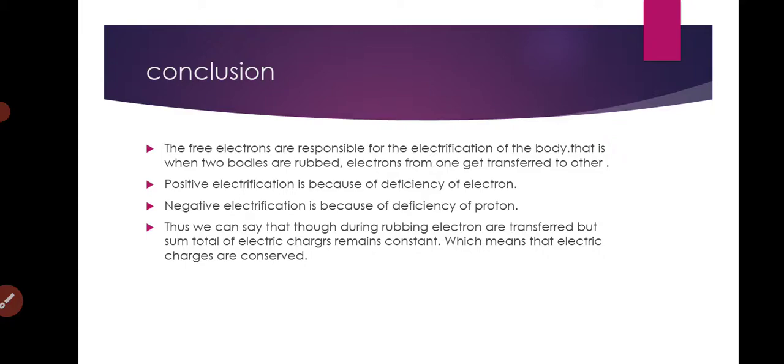During the process of rubbing, the electrons from one body get transferred to the other. Now, if a body is positively electrified, what does it mean? If the body is positively charged, there is a deficiency or shortage of electrons, or negative charge. And if the body is negatively charged, there is a shortage of positive charge. Thus, though during rubbing the electrons get transferred from one atom to another, the total number of charges in a body remains constant, and hence the total electric charge inside a body is conserved.